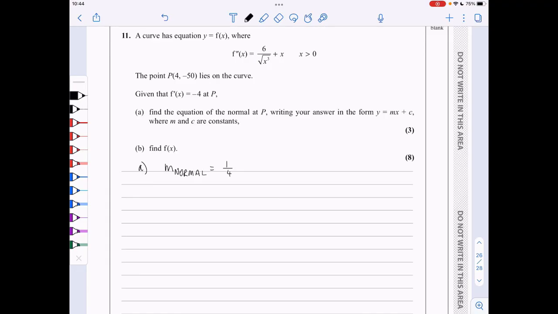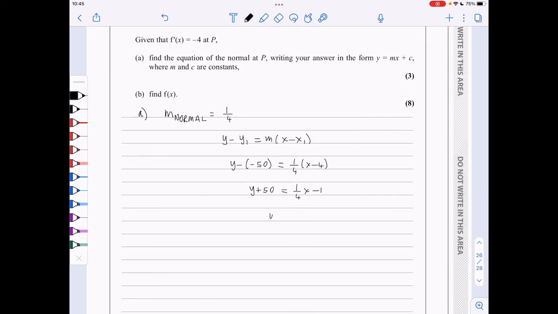We know that we pass through 4, negative 50, so y minus y1 is m times x minus x1. And we've got y minus minus 50 is a quarter x minus 4. So y plus 50 is a quarter x minus 1, which leads to y is a quarter x minus 51. That's the equation of the normal at P. In part B, for 8 marks, we need to find f of x.